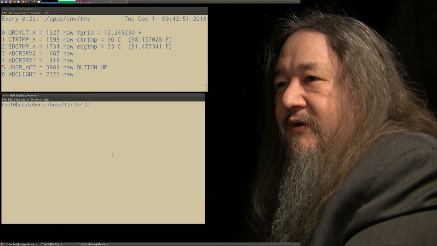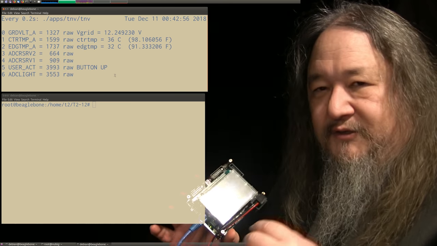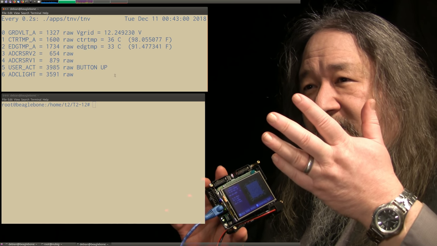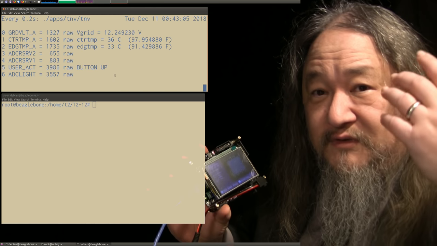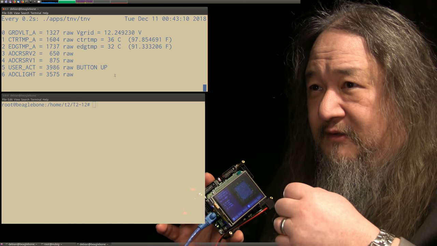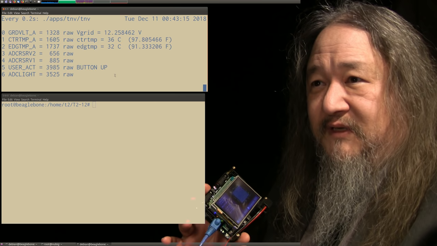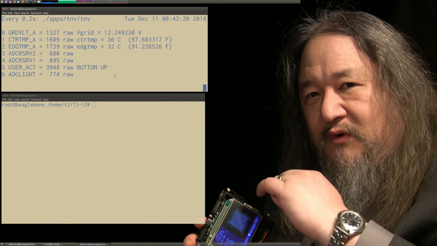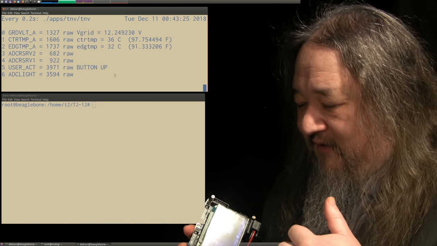So the upper window here is monitoring the analog to digital channels on the board, of which there are seven, and we're using essentially five, and three and four are reserved for future work. Future, we'll see. But the grid voltage, channel zero, it's measuring 12.5 volts, 12.25 volts. That seems about right. One and two are measuring temperatures in the center of the board and at the edge of the board, 97 and 91 degrees for us Fahrenheit weenies.